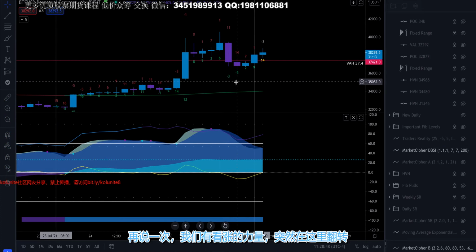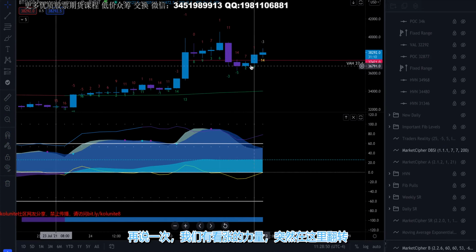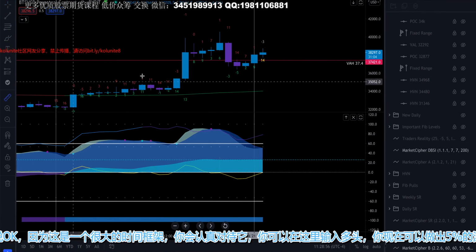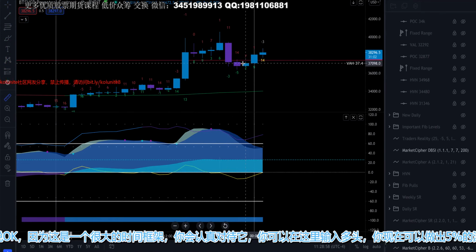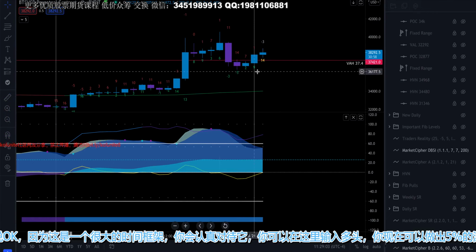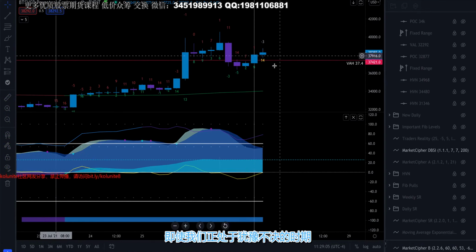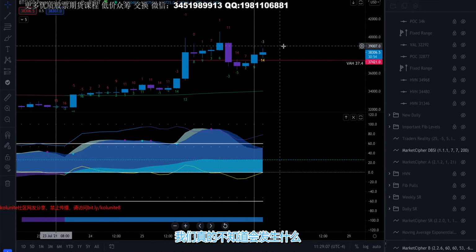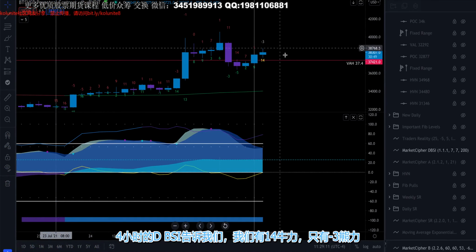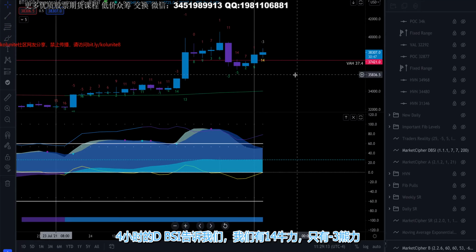And then again, we have the bullish strength flipping right here, where all of a sudden we go from -5 to 2. And you could say, okay, because it's a big time frame, you take that seriously, and you could enter long right here, and you could have made a nice 5% move. Currently, even though we're in a time of indecision and we can't really tell what's going to happen, the 4 hour DBSI is telling us that we have 14 bull strength, only -3 bear strength.